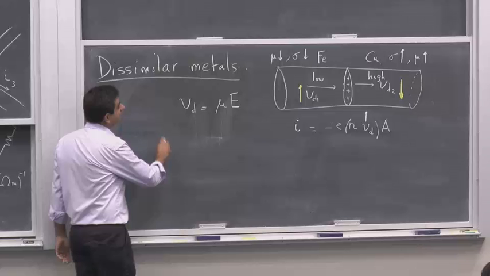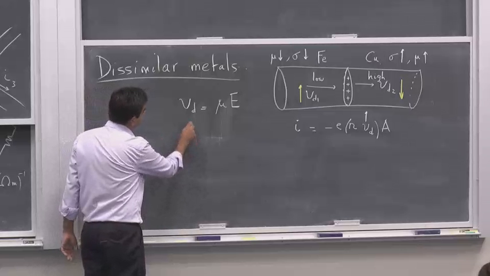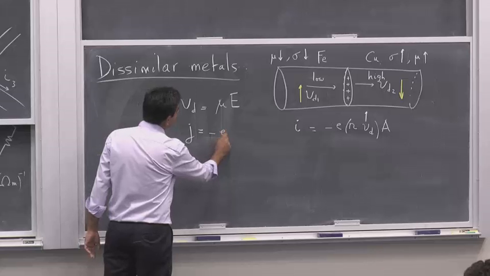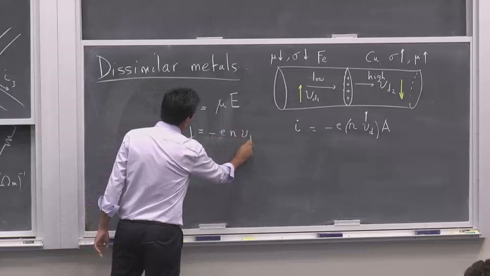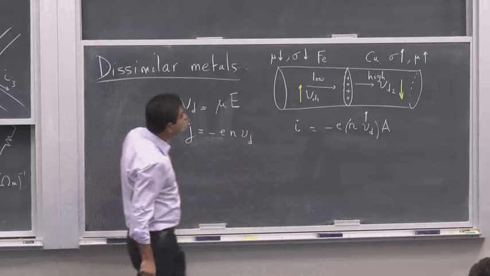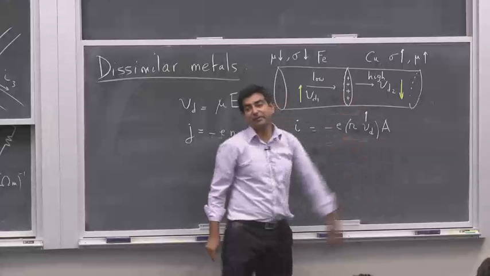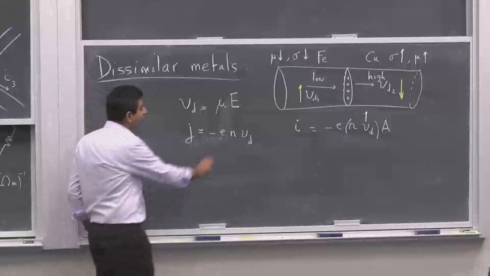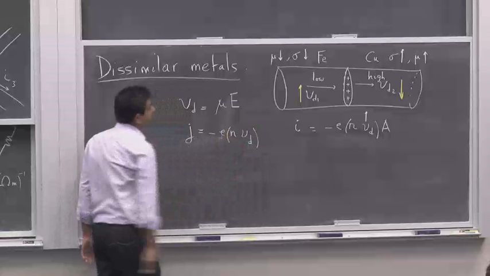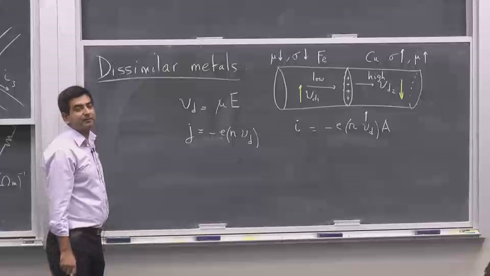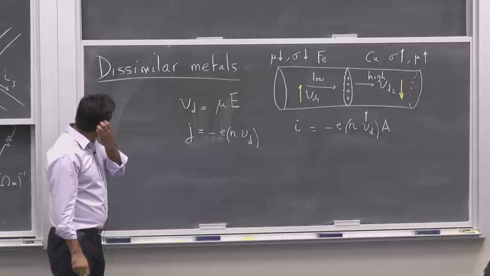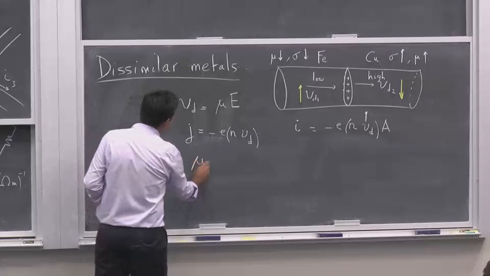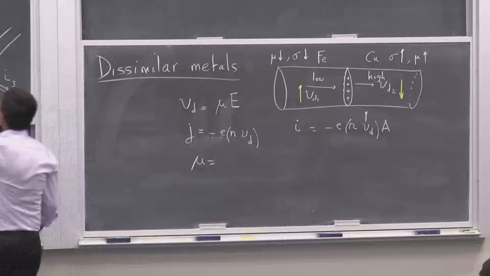If we would like the current density J, which is minus E n VD, right? This is the current density. We would like the current density on this side of the interface to be the same as the current density on the other side. This is what we would like. So we would like the product of n VD to be the same. Now this mu is given by E tau over m.